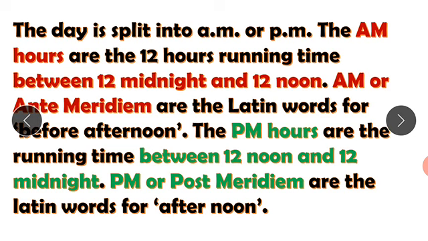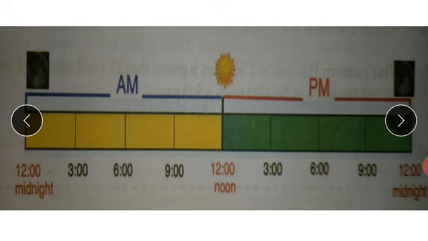AM, or ante meridiem, are the Latin words for before noon, or morning. The PM hours are the running time between 12 noon and 12 midnight. PM, or post meridiem, are the Latin words for afternoon. So that's the difference of AM and PM. AM is between 12 midnight and 12 noon, while PM is between 12 noon and 12 midnight. So you can see here the difference of AM and PM.